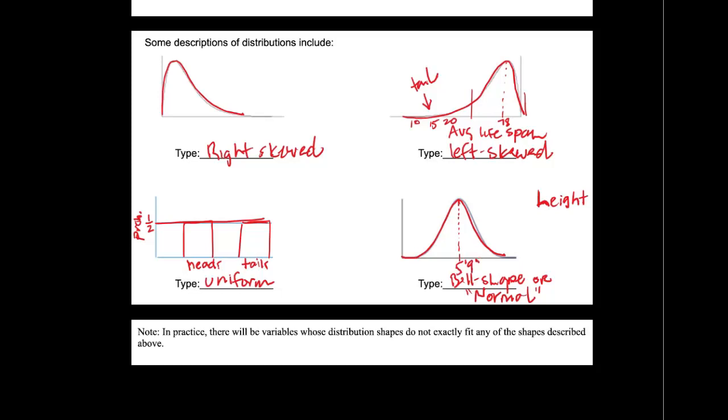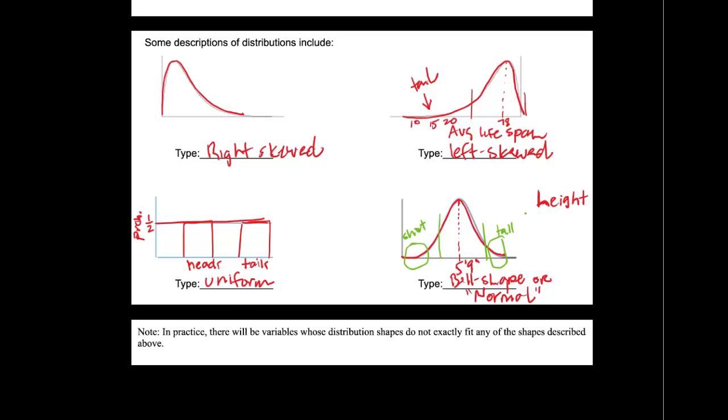And so most people are going to be on either side of that 5'9". That's going to be most of the population. There will be a few very short people over here on the left-hand side. There will be some very tall people on the right, but most people are going to be about average, you know, plus or minus a little bit on either side.